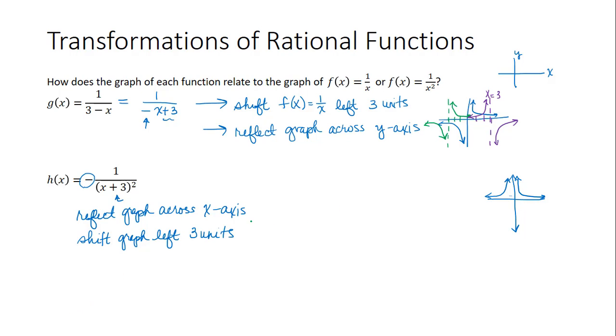And so first, to reflect across the x-axis means that everything's going to flip downward. And then we're going to shift that left 3 units. So we have a vertical asymptote at negative 3, x equals negative 3. And the graph will shift to the left 3 units, just to get a rough sketch of that.